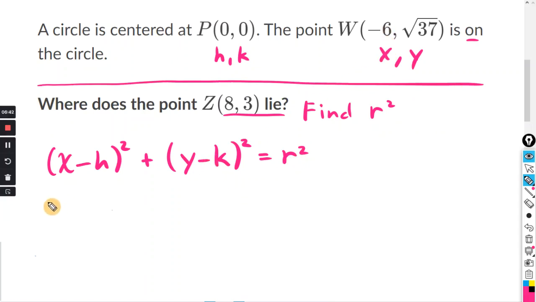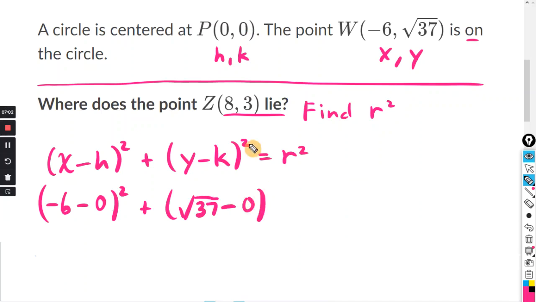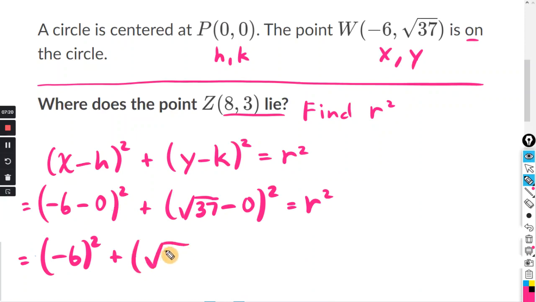So x is -6 minus h, which is 0, and that whole thing is squared. And then we have y, which is radical 37, minus k, which is 0, and that's squared. And that equals r squared. Okay, -6 minus 0 is just -6, and it's still squared. Radical 37 minus 0 is just radical 37, and that's squared.